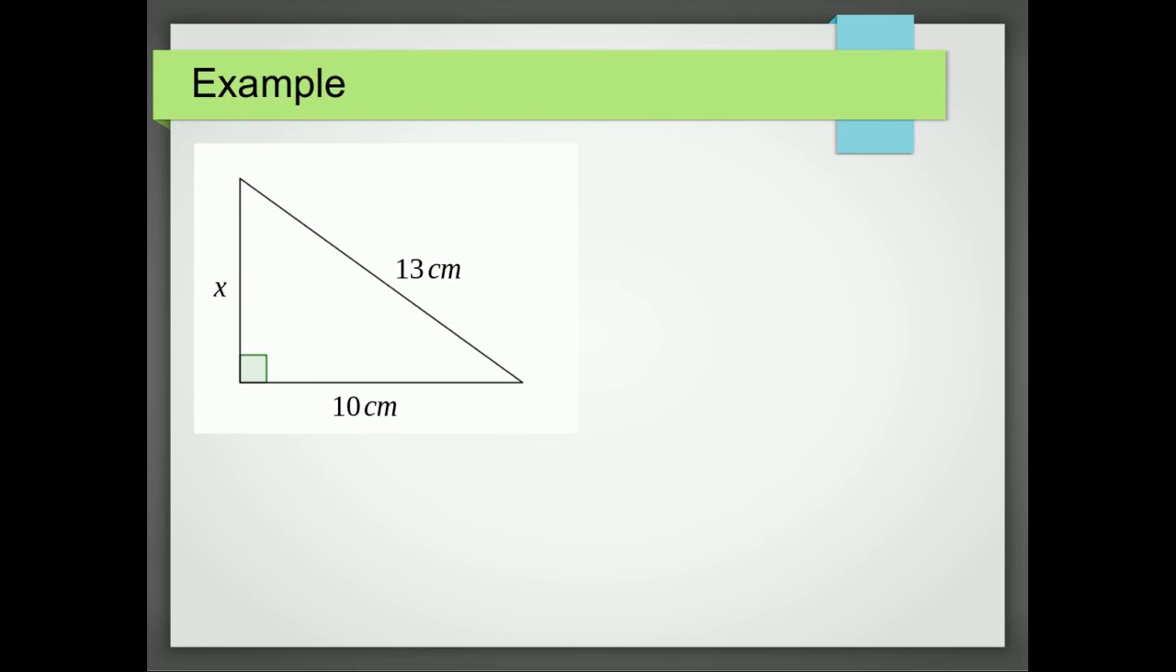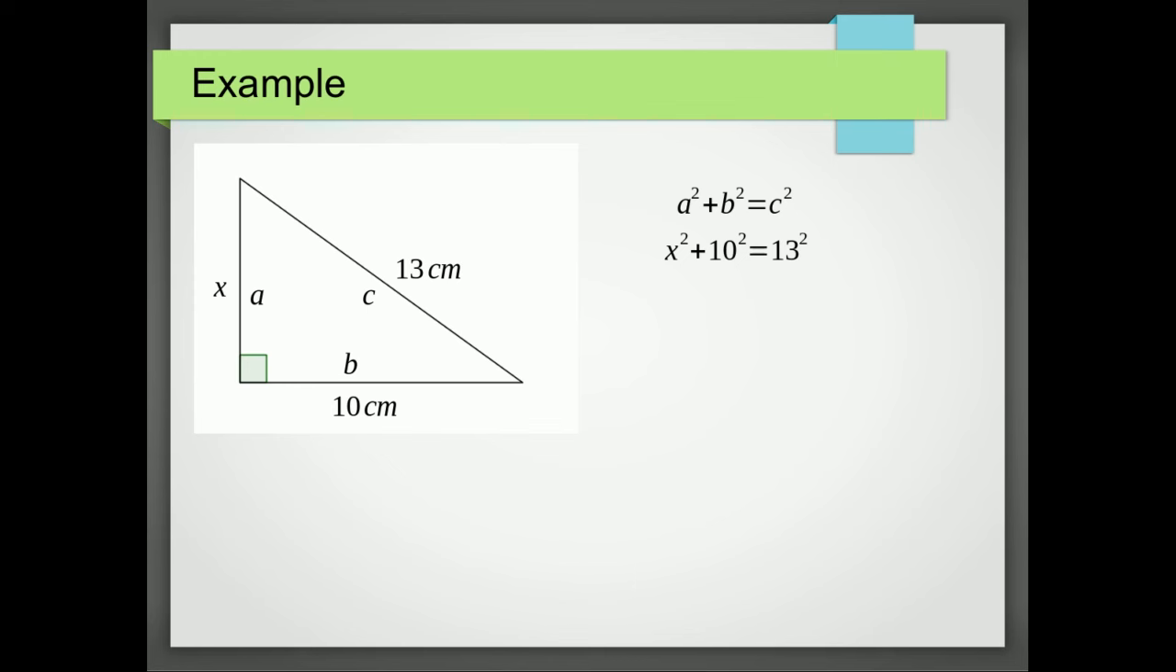Okay, so now for an example. So in this one here, X is one of the shorter sides and we know the hypotenuse. So we want to solve this using Pythagoras theorem. And the first thing we do is we label the triangle. Remember, C must be the hypotenuse. Step 2, write out the equation. Step 3, fill out the values for A, B and C. So instead of A squared, X squared, instead of B squared, 10 squared, instead of C squared, 13 squared.